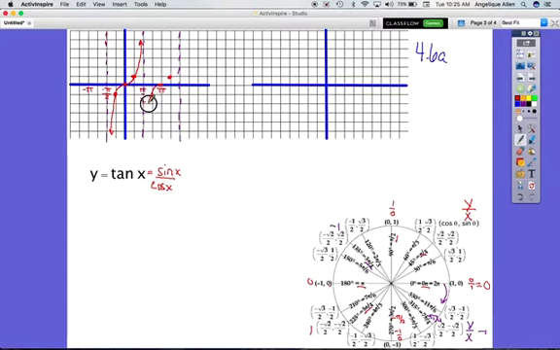Start from the middle and fall to the left, head toward the asymptote. Start from the middle and rise to the right and head toward the asymptote. So this is what our curve looks like.